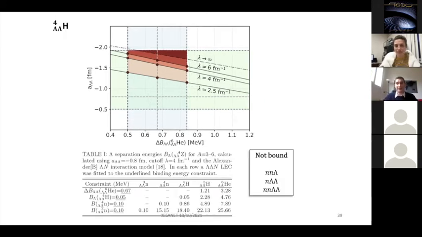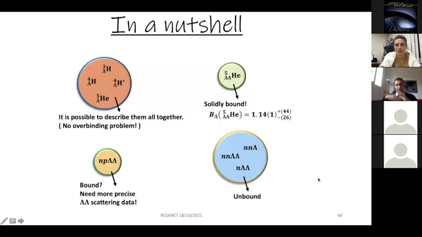And we did the same exercise for different systems, for example, neutron lambda, neutron lambda lambda. For the neutral system, there is a lot of debate. And we find that none of them are bound. So just in a nutshell, I don't have enough time to go to the second part that will require a few minutes more: what we can learn about these hypernuclei.